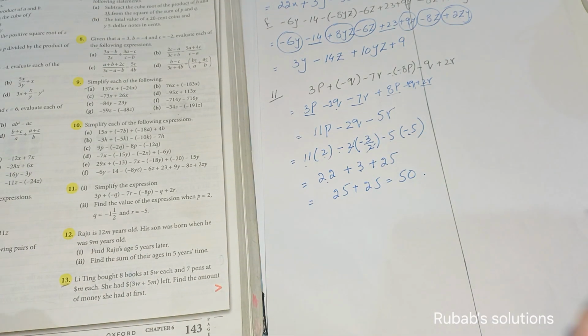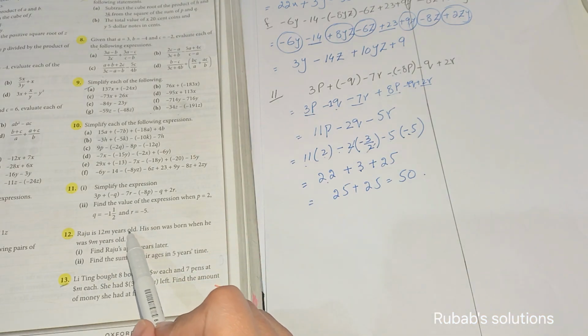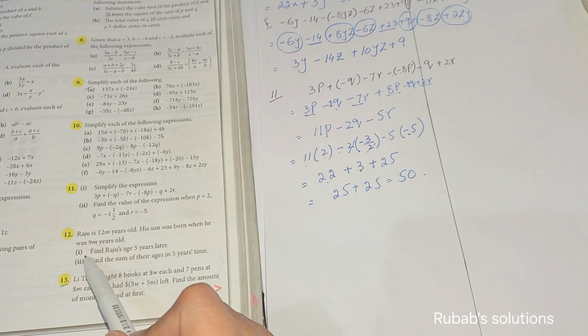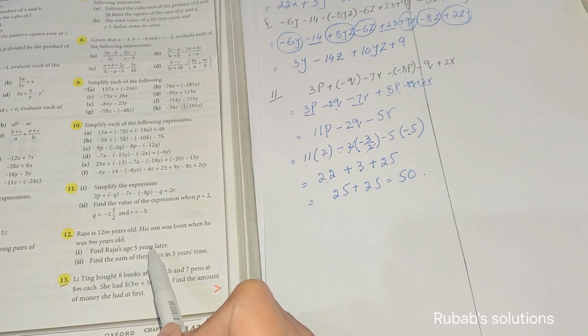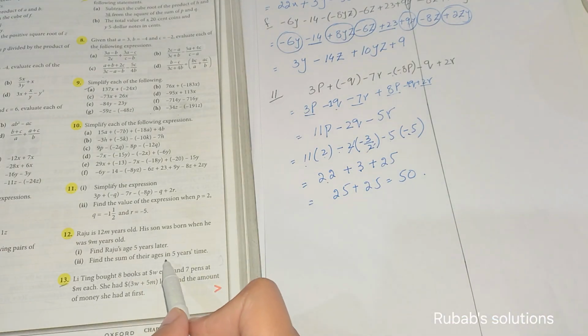Okay ji. Moving towards question number 12, and in question number 12, they are saying that Raju is 12m years old. His son was born when he was 9m years old. Find Raju's age 5 years later. 5 years later, matlab 5 saal baad. Find the sum of their ages in 5 years' time.